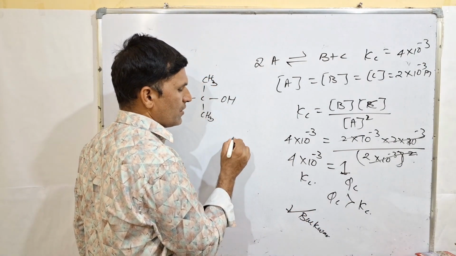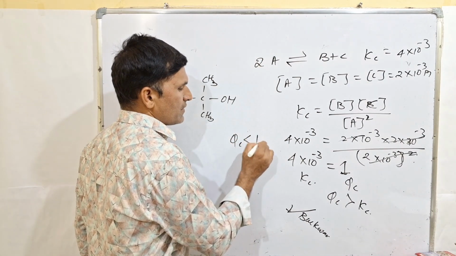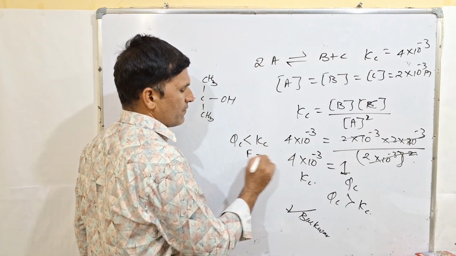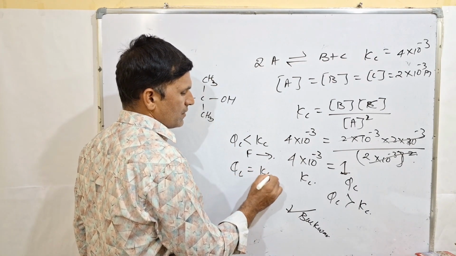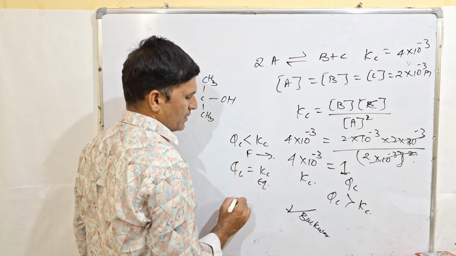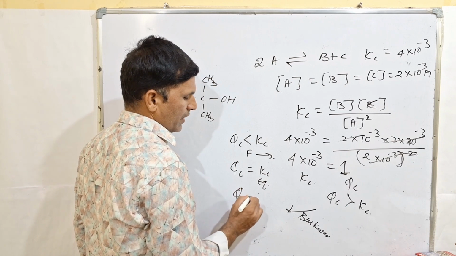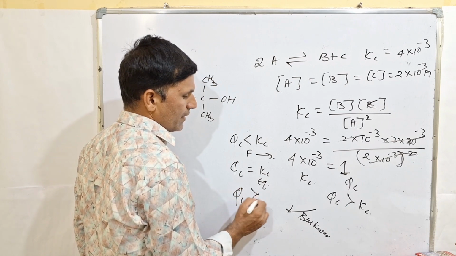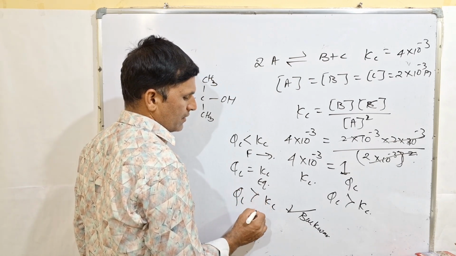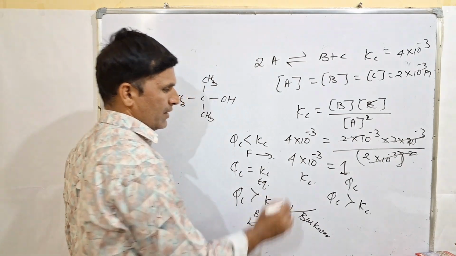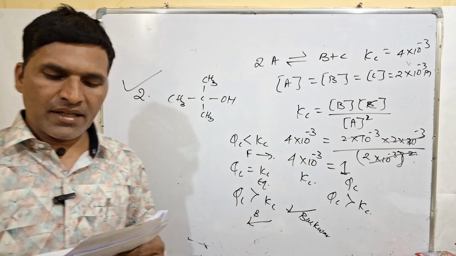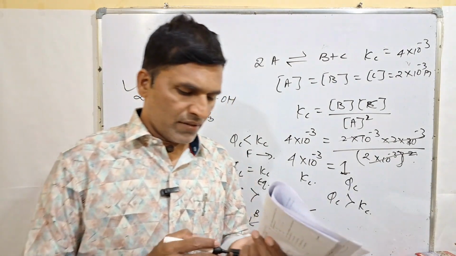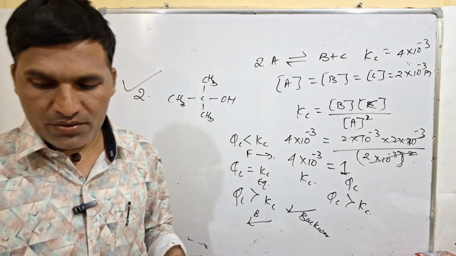The conditions I will tell you. QC, when it is less than KC, the reaction will be in the forward direction. QC, if it is equal to KC, then it is at equilibrium. And QC, the reaction quotient, if it is greater than Kc, then the reaction will be in the backward direction. So therefore, your right option is 1, that is, the reaction has a tendency to go in the backward direction. Let us move on to the next question.